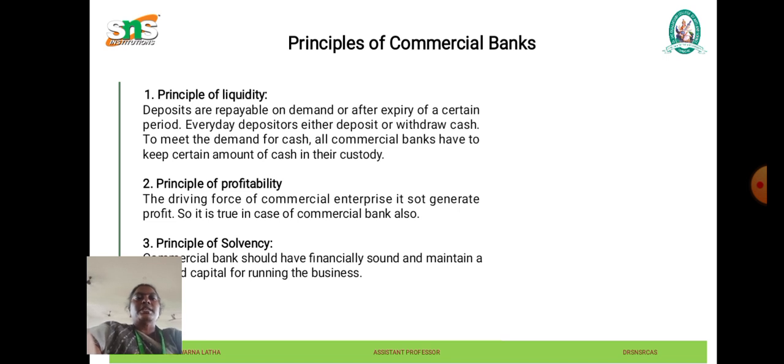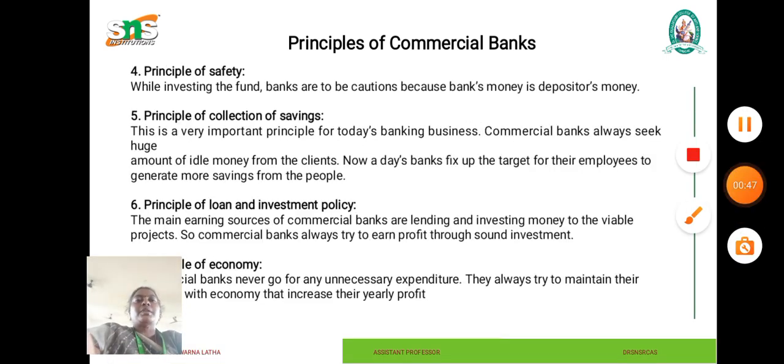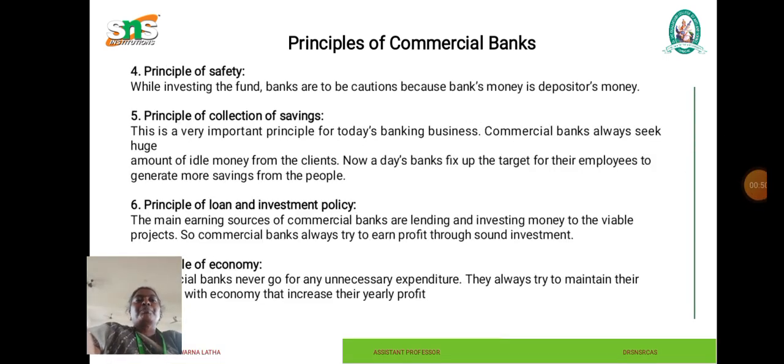The next principle is principle of profitability. The driving force of a commercial enterprise is to generate profit. So it is true in the case of commercial banks also. Principle of solvency. Commercial banks should be financially sound and maintain a capital for running the business. Next principle, principle of safety. While investing the fund, banks have to be cautious because the bank's money is the depositor's money. So whenever the depositor is asking for the money, the bank has to settle it.